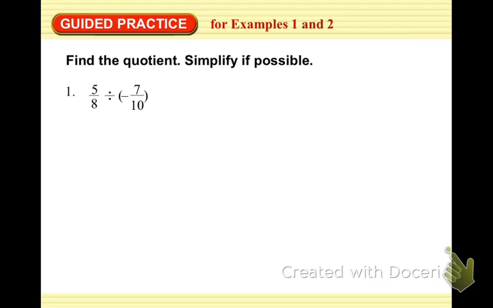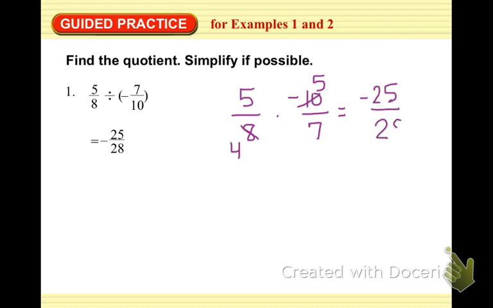In this problem, just follow the same steps, more practice. 5/8 divided by -7/10. So the answer would be -25 over 28. Remember that you would have to rewrite the problem as 5/8 times -10 over 7. You can factor out a common factor of 2 before multiplying, so 2 goes into 8 4 times, 2 goes into -10 5 times, so 5 times -5 is -25 over our 28.